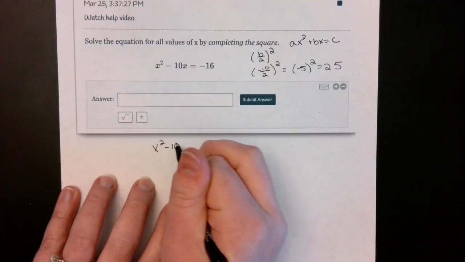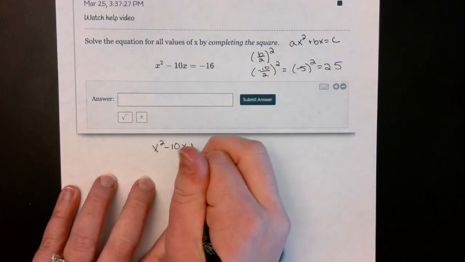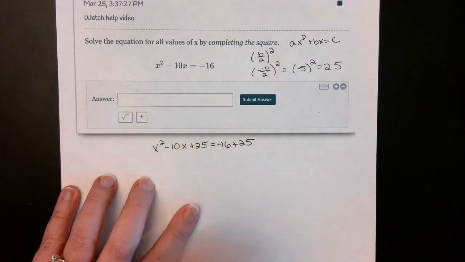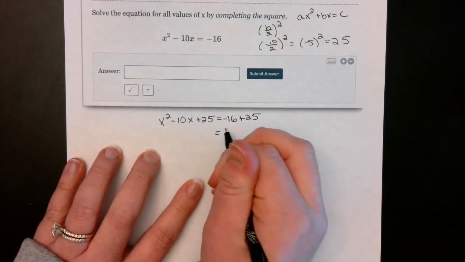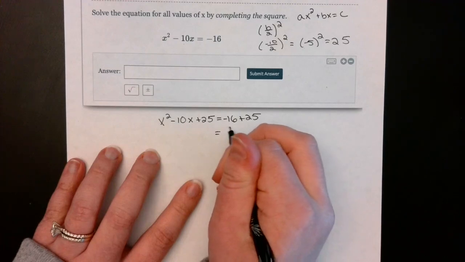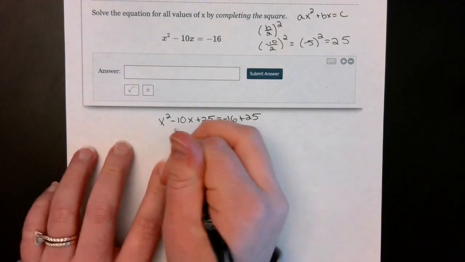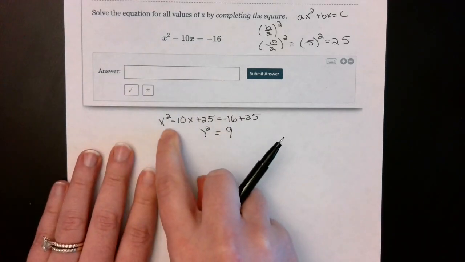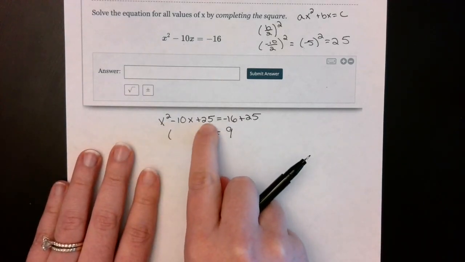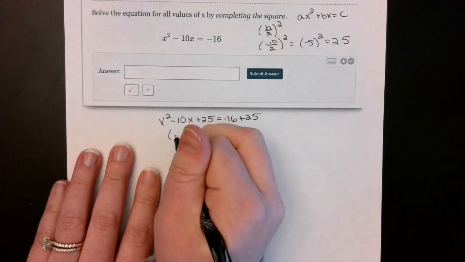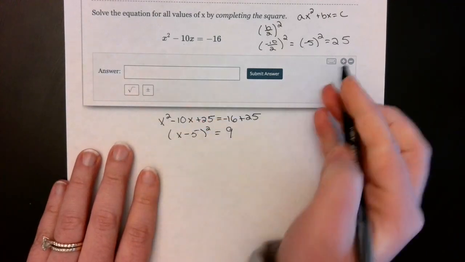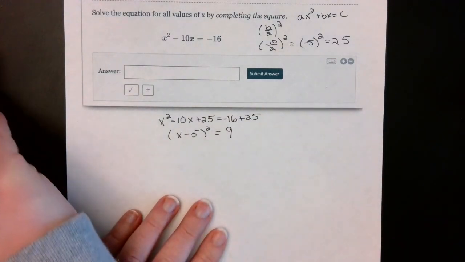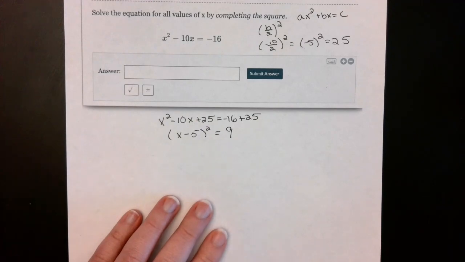x squared minus 10x. I'm going to add that 25 into my left side of my equal sign, and then I'm also going to do it to my right side. Cleaning up my right side, negative 16 plus 25 is 9. And then I can put this into a perfect square trinomial, which would be a number that multiplies together to be 25 but adds together to be negative 10, and that number is negative 5, which we also got right here. So now it is in this form, so I can start solving for x.